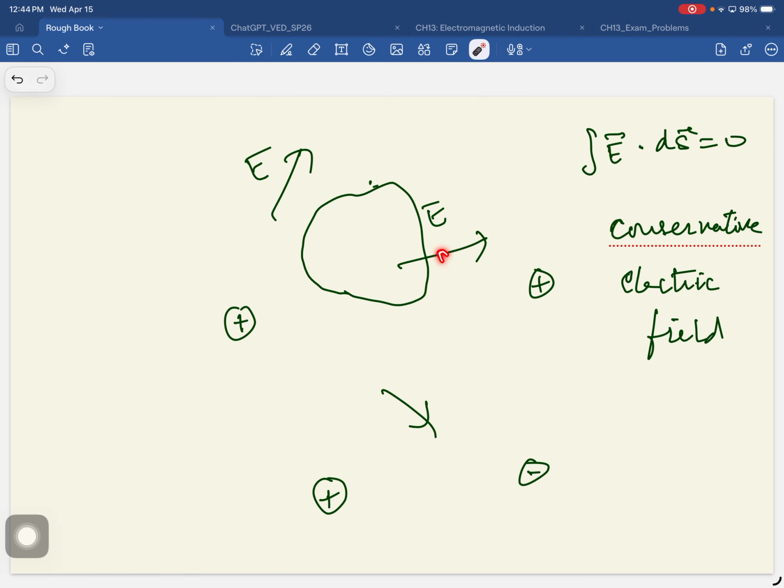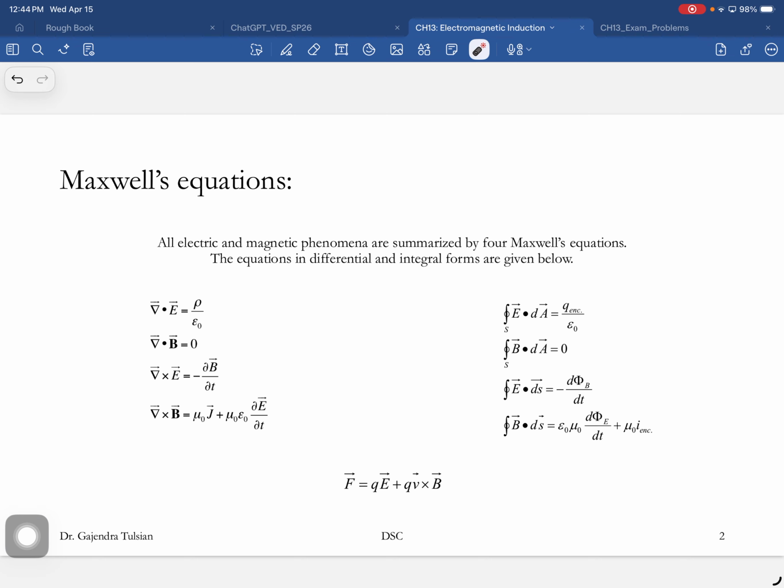For the electric field produced by charges, the line integral of the electric field around a closed loop is always zero. All right, so again, we are studying time-varying magnetic fields producing electric fields.